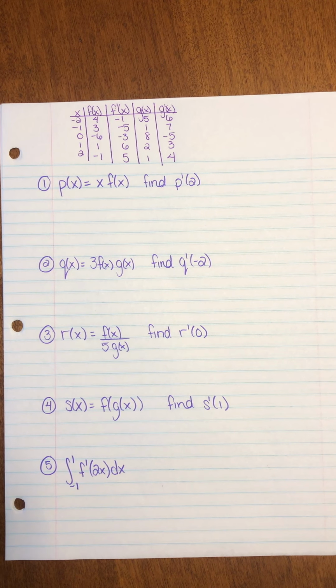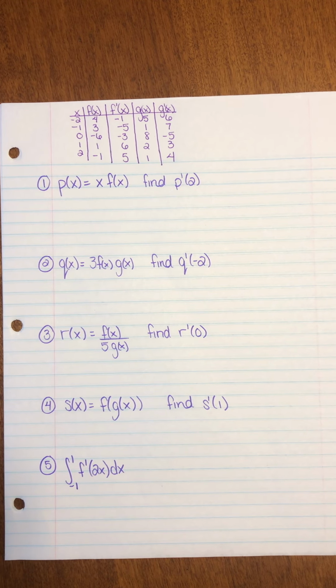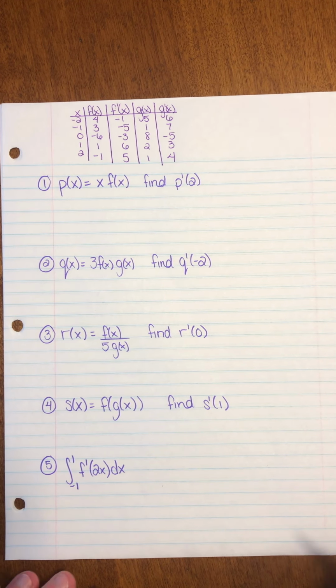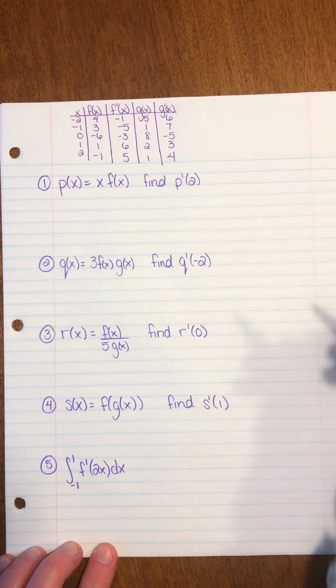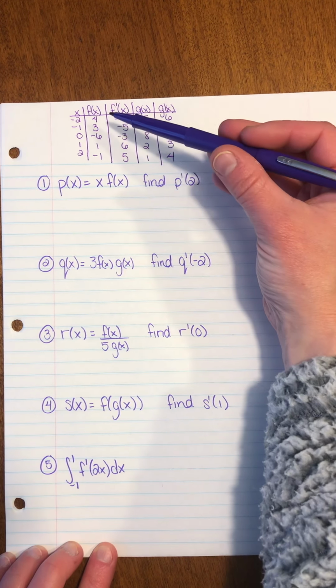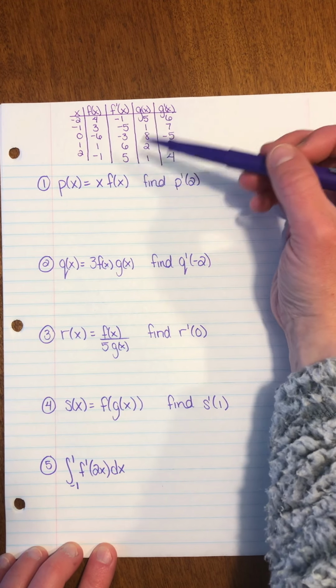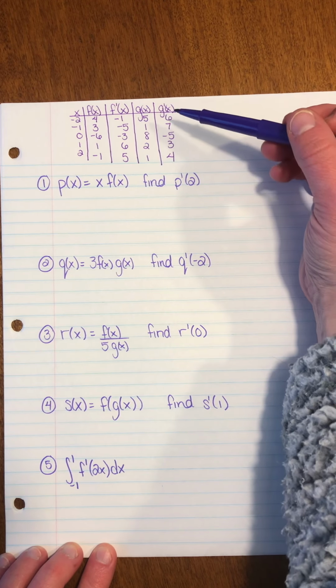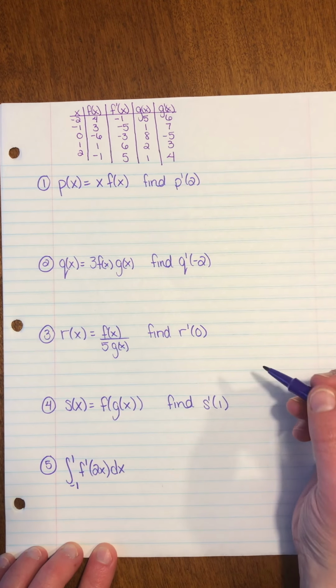Calcers. So today I'm going to go through the 4-9 mini quiz. So first thing, we have our chart given to us with the f of x values, the f prime values, the g of x values, and the g prime values.